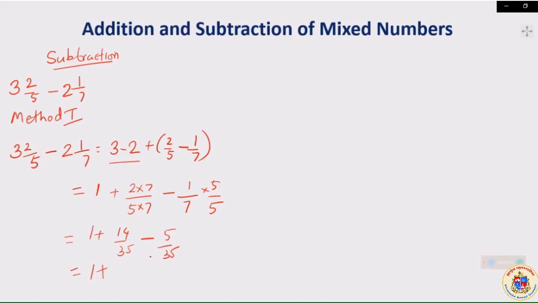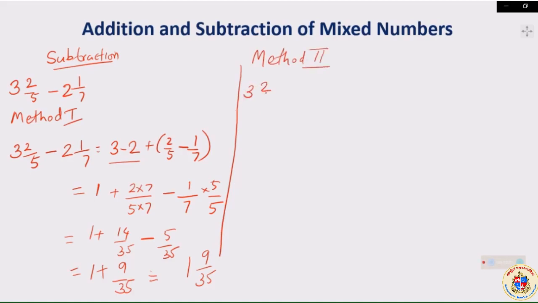Okay, it is 14 minus 5, so 9 upon 35. 9 upon 35 means again you have to write 1 and 9 upon 35 as the answer, which is again a mixed number. In method 2, we will adopt the other method where we have to subtract 3 and 2 upon 5 minus 2 and 1 upon 7. We will simply convert that into improper fraction. 3 5s are 15 plus 2, 17 upon 5, 2 7s are 14 plus 1, 15 upon 7.